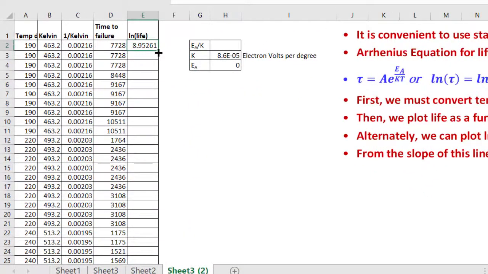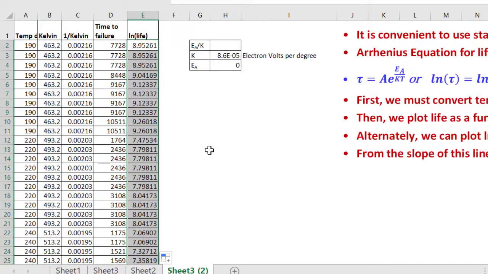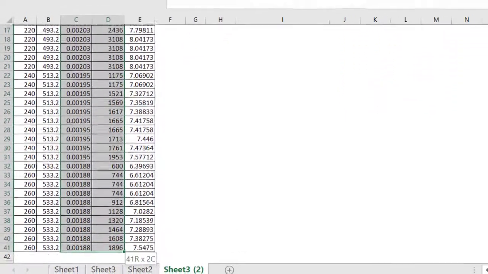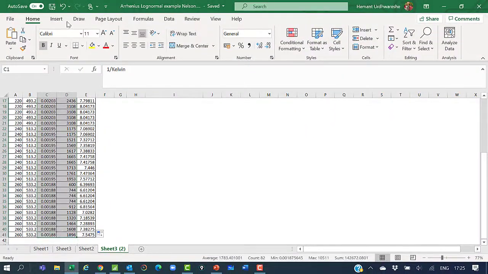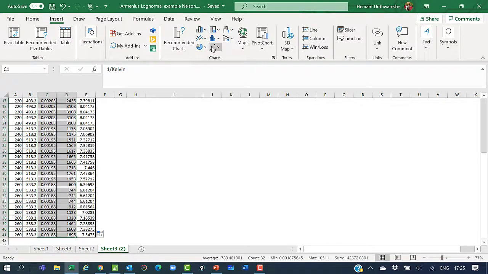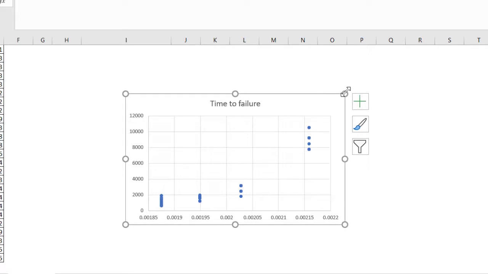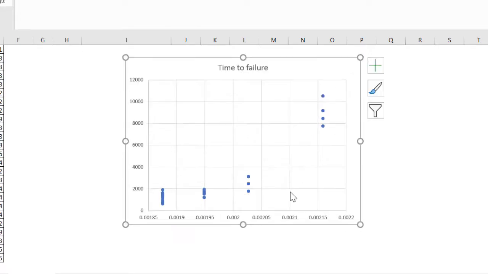So this is ln of life. Now we have a choice to plot directly 1 upon Kelvin versus time to failure. Let us plot that. I select the data and just say insert scatter plot. So we have a scatter plot of these two data, that is 1 upon temperature, 1 upon Kelvin, and the y-axis is the life, but it is on a linear scale.